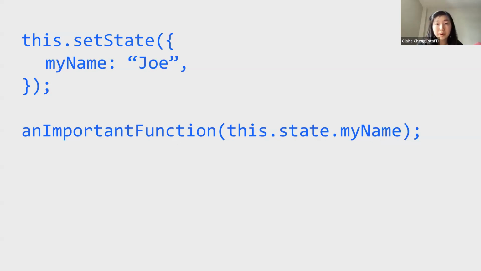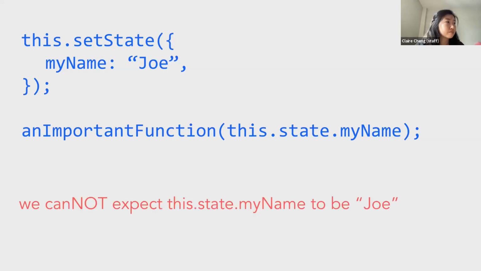So if you're familiar with callbacks, you would use a callback within setState. I think it's in the React guide. If we have time afterwards, we'll go over callbacks, but if not, basically you can search it up. Otherwise, just keep in mind that setState does not happen right away. Yeah, we cannot expect it to be Joe.